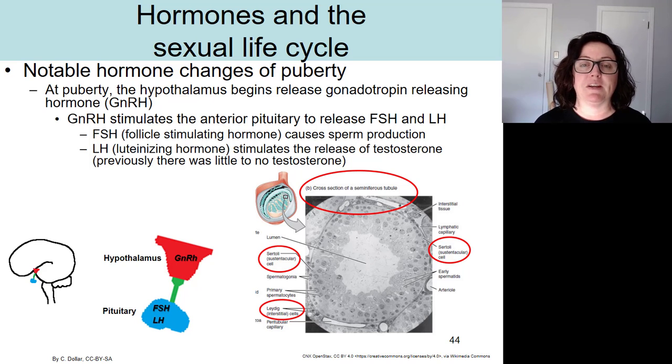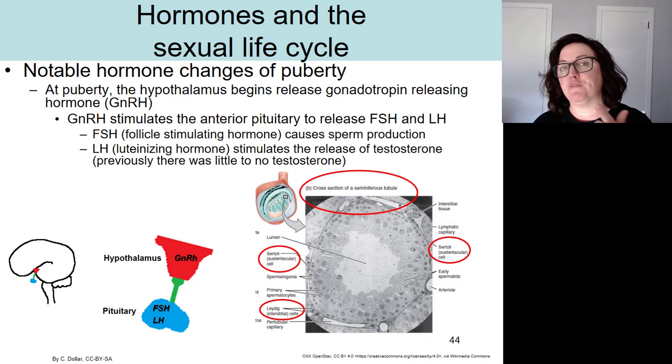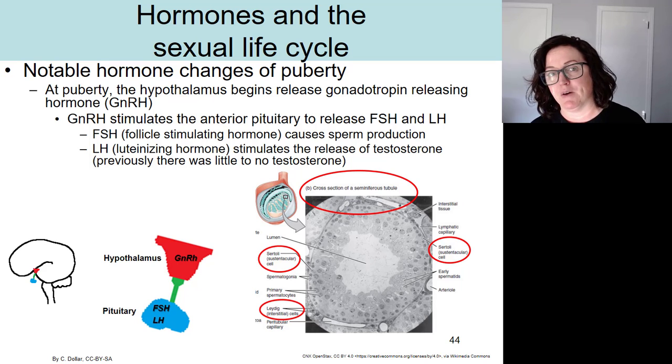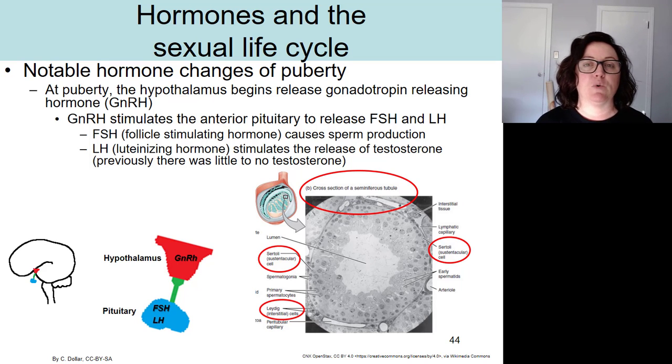FSH and LH are actually named after their effect in the female. So follicle-stimulating hormone is going to stimulate follicles in the female. Luteinizing hormone is going to affect something called the corpus luteum in the female. But their names don't apply so nicely in the males. Follicle-stimulating hormone is going to cause sperm production, whereas luteinizing hormone is going to stimulate the release of testosterone.